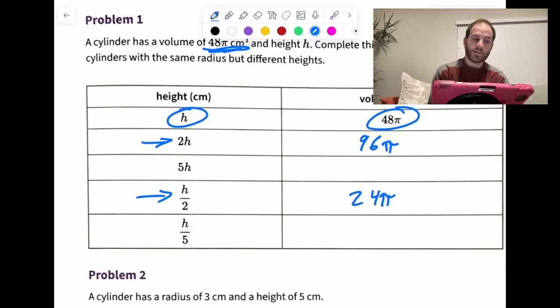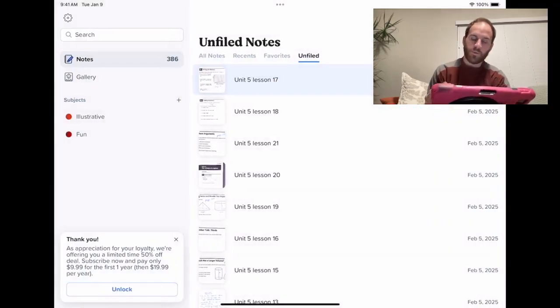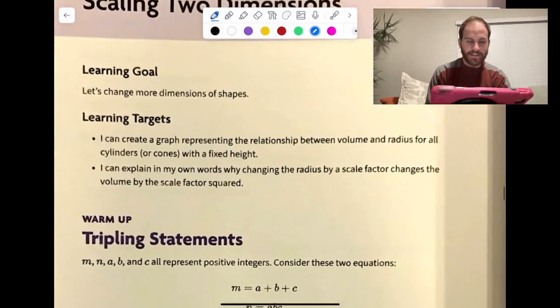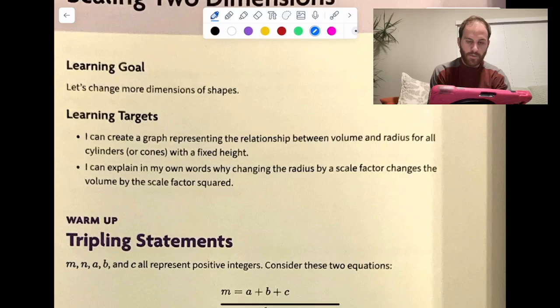Okay, simple stuff. Let's move on to something a little more crazy. Okay, so here, let's look at lesson 18. Lesson 18 wants to show us what happens when we change the radius by a scale factor. What does that do to the scale factor of the volume?